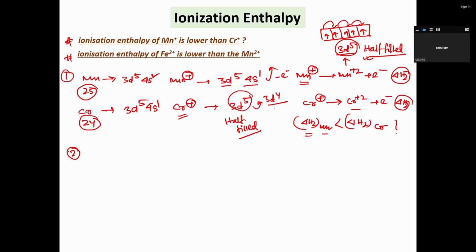You can think about the second question this way: the ionization enthalpy of Fe2+ is lower than that of Mn2+. Here, iron has atomic number 26, so the electronic configuration is 3d6 4s2. When it is Fe2+, the electronic configuration will be 3d6. But in the case of manganese, as I have already written, Mn2+ has the electronic configuration 3d5.